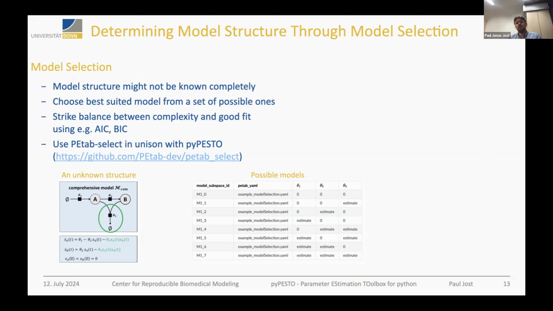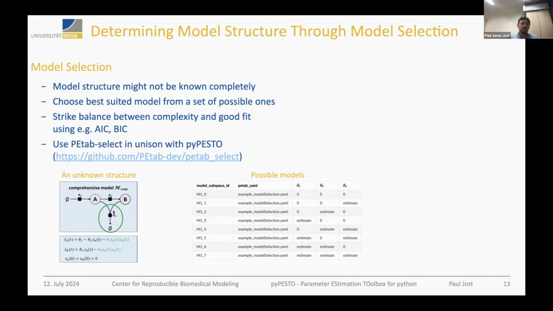If we have an uncertainty in the model structure, that means we need to choose some kind of best suitable model from the set of all possible models that we deem possible. That also means that we have to define what is the best model. And the way you do it is usually you have to strike a balance between complexity and goodness of fit. For this, you use usually the Akaike criterion or the BIC, both act in the same manner by giving a penalty on more parameters. A really nice example to just visualize this is if we take this example here, just 3 reactions.